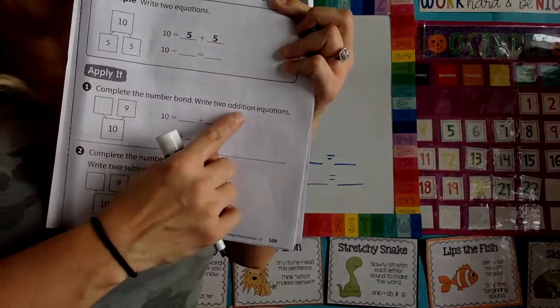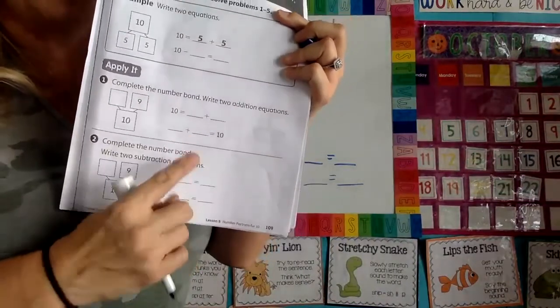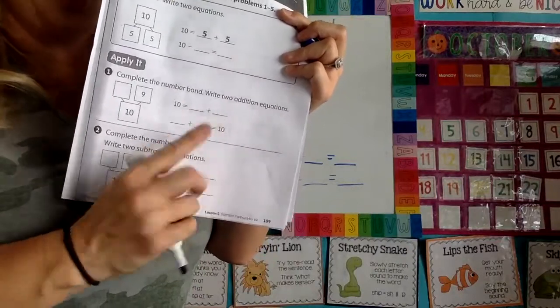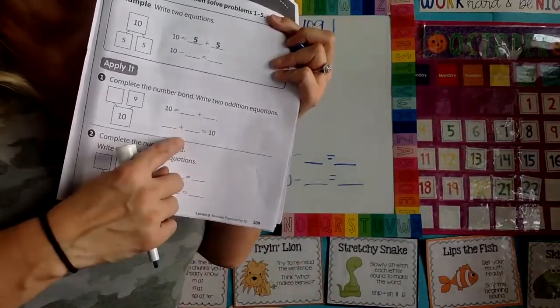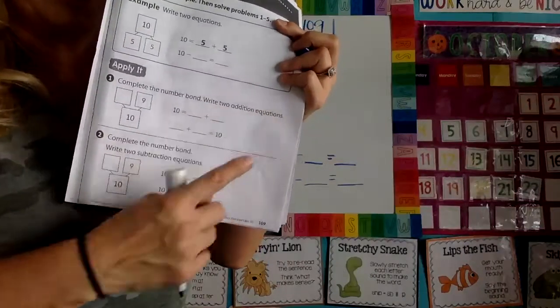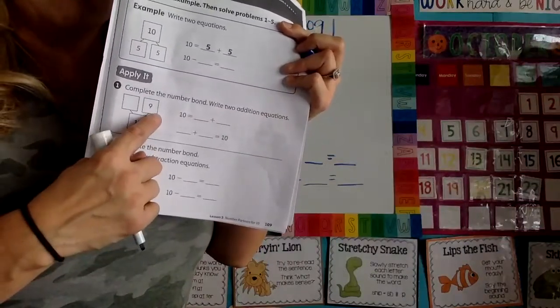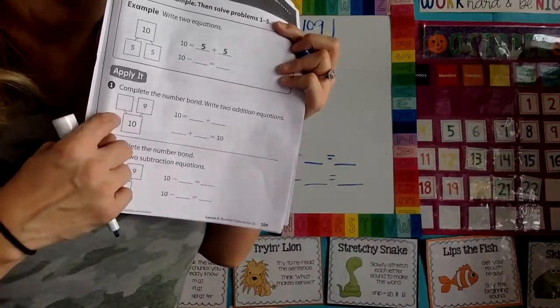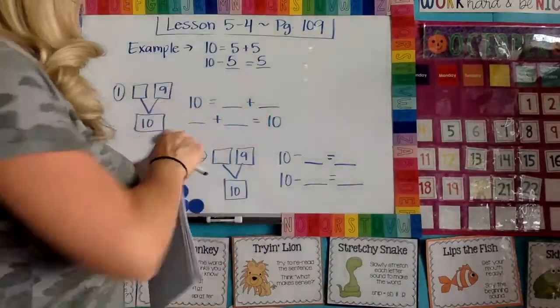Write 2 addition equations. So we're going to do 2 addition equations. If you look at the symbol, that's going to trick you always. They're going to try to trick you if you don't look at the symbols. So they told you, write 2 addition equations. 9 plus 1 equals 10. 10 minus 9 equals what? I don't know. Let's solve it.